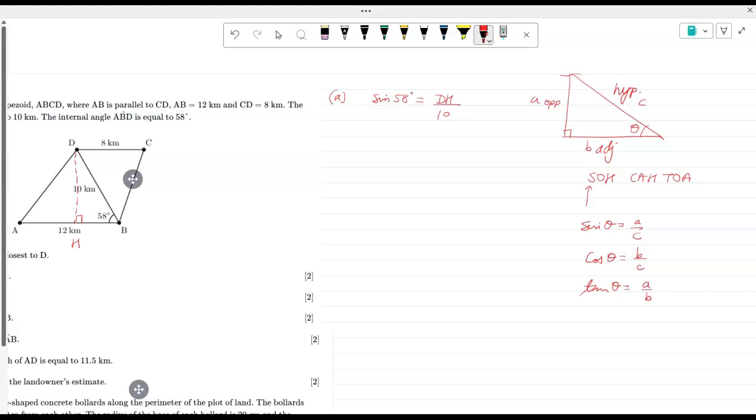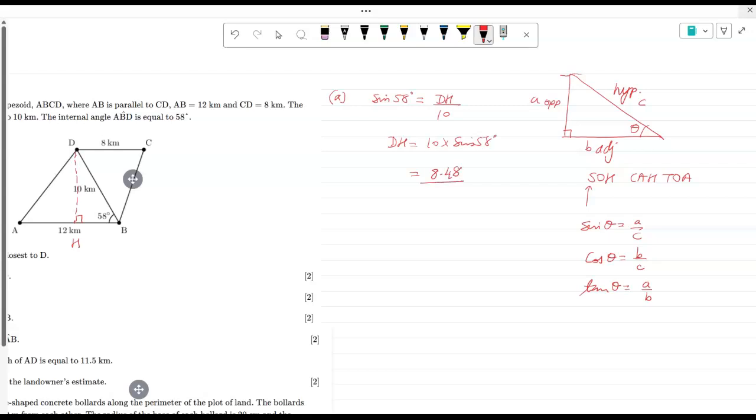And inverse. So one unknown has to be there. Yeah. So sine 58 is the opposite side, so 12. So this is the opposite side and the hypotenuse, so 12 over 10. So DH is equal to 10 multiplied by sine 58. Do it on your calculator and tell me the answer. 8.480. So 8.48.